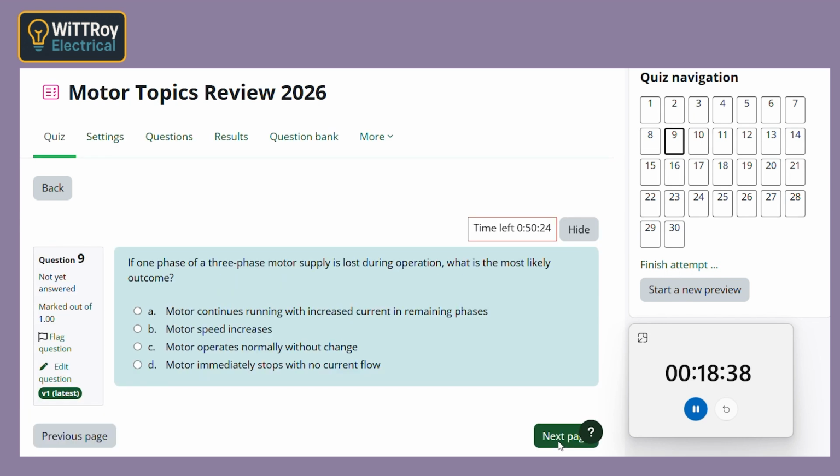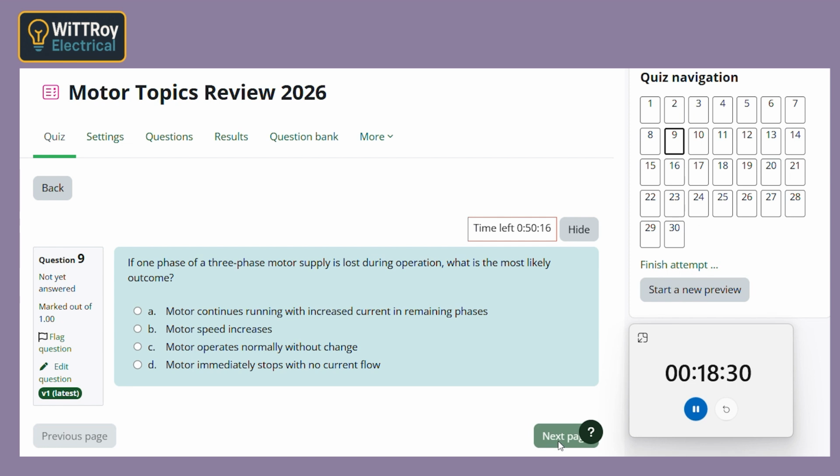Question 9. One phase lost during running. I thought the motor stops. That's logical, but not always correct. If the motor is already running, it often keeps running, but with serious problems. Like what? Torque drops, but current in the remaining phases increases. That causes overheating. So it's actually worse than stopping?